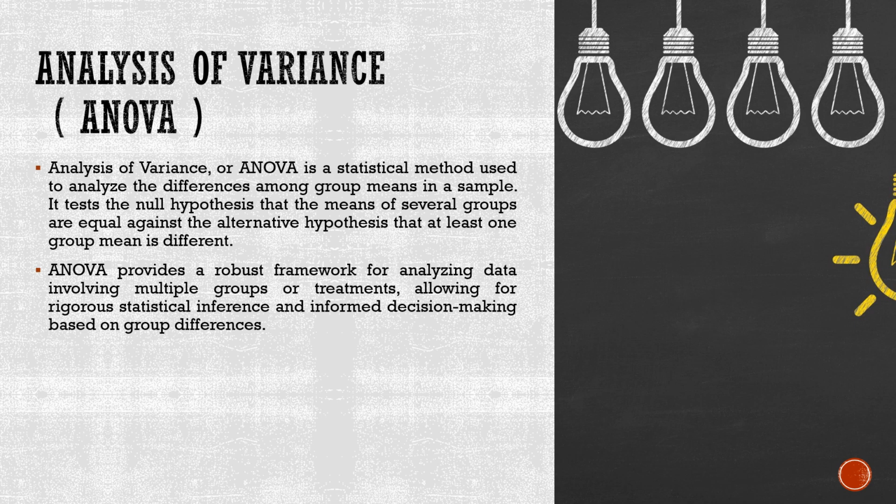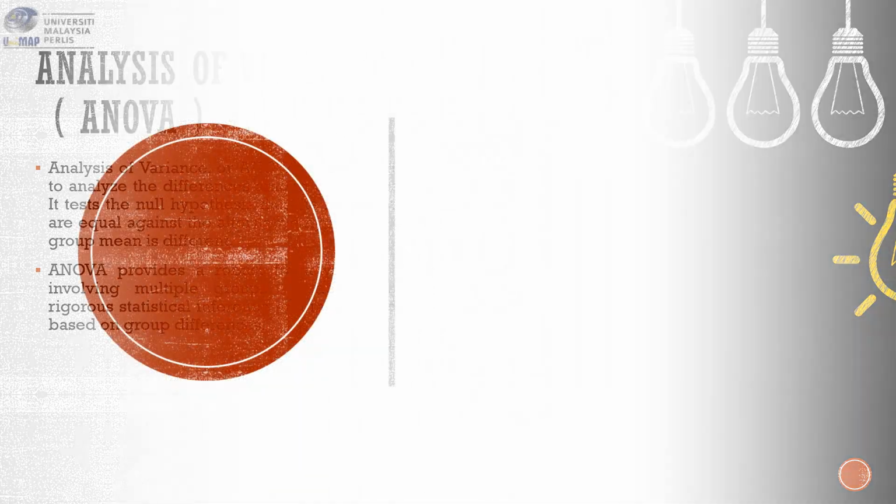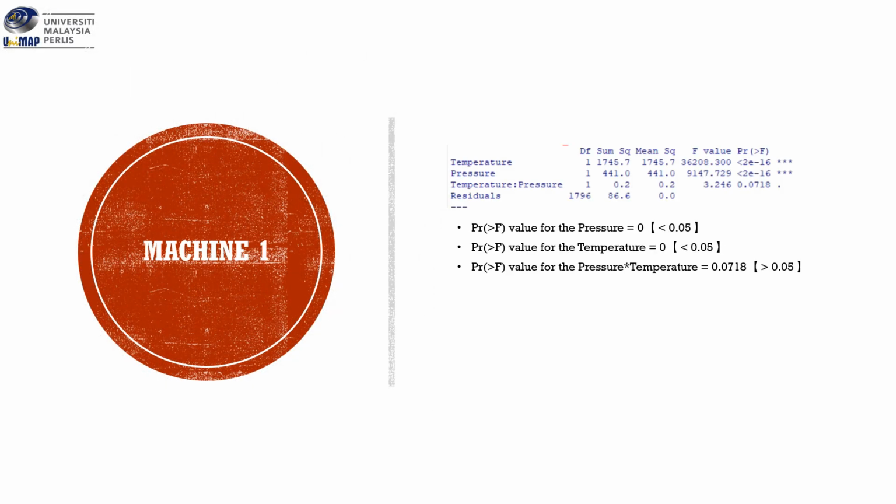ANOVA provides a robust framework for analyzing data involving multiple groups or treatments, allowing for rigorous statistical inference and informed decision-making based on group differences. For machine 1, we can see that the Pr > F value for the pressure is equal to 0, which is smaller than 0.05.